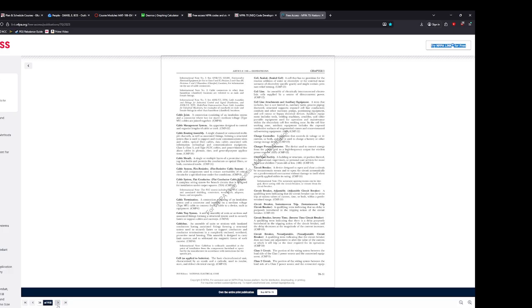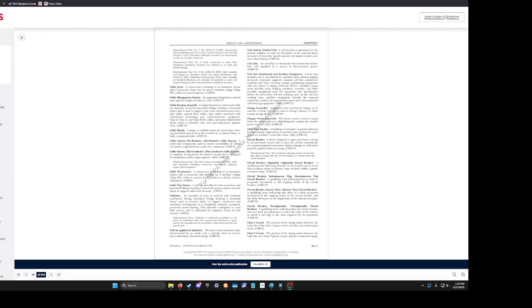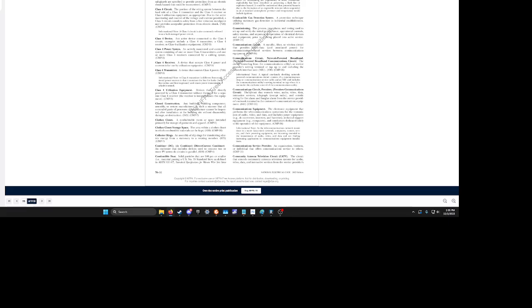So let me flip a couple pages ahead. Right here. Circuit breaker is the next thing that we have highlighted. A device designed to open and close a circuit by non-automatic means. A little further down, we have Class 1, Class 2, and then on the other page, Class 3 and Class 4 circuits. All different types of circuits depending on what their purpose is.